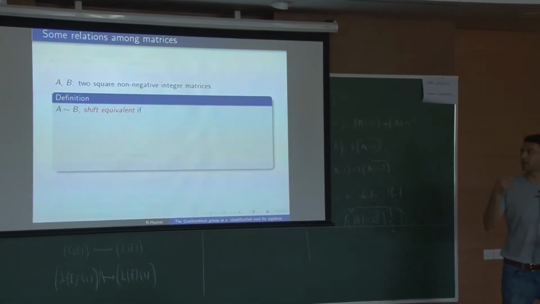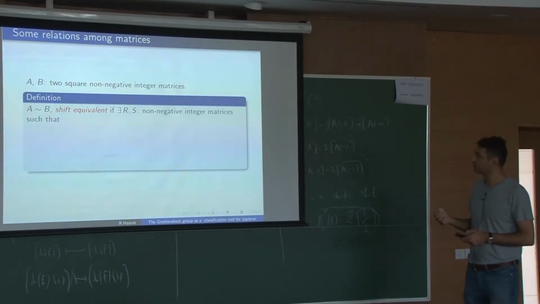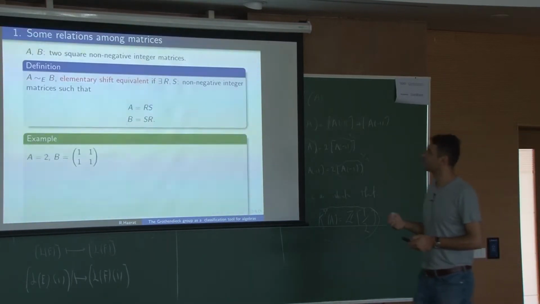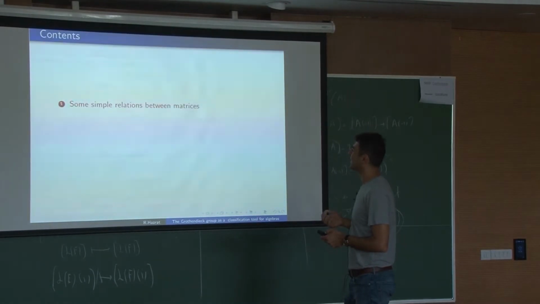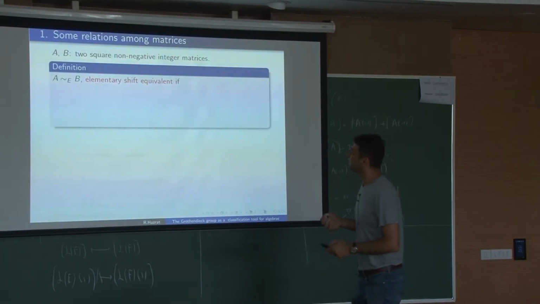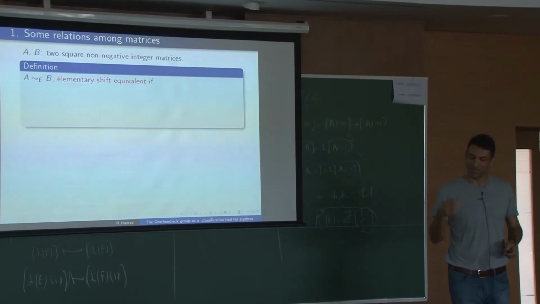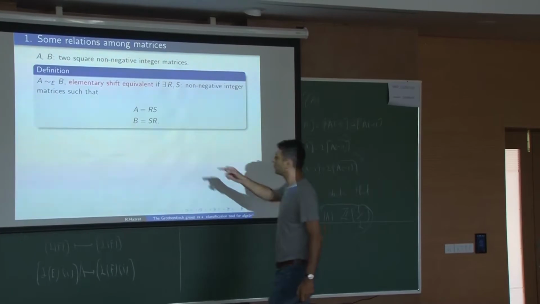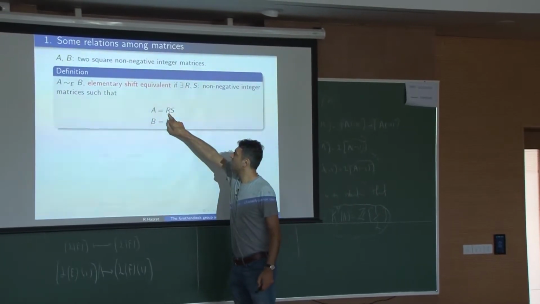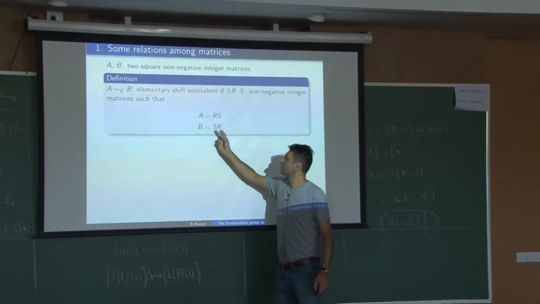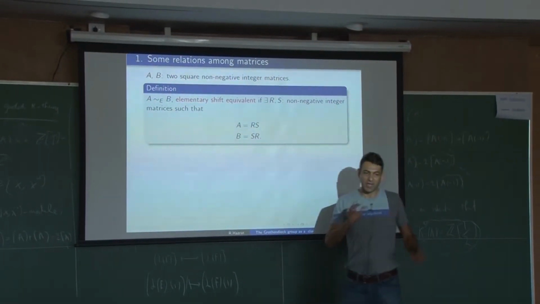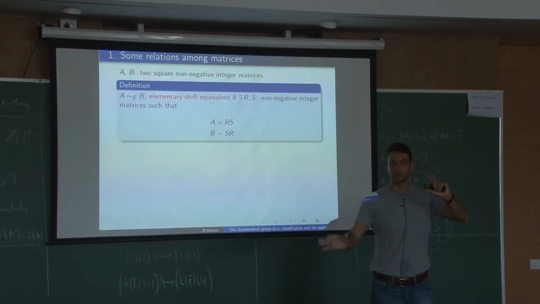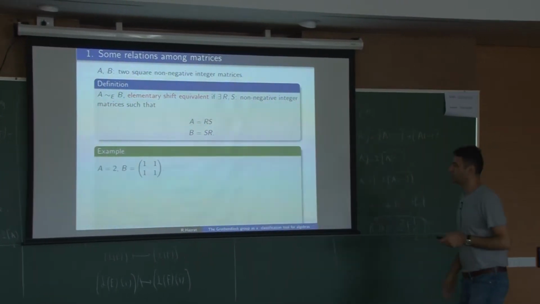Then I'm going to define some sort of a relation between them. All right, so I'm going to say that A and B are elementary shift equivalent if this happens. If you find two other matrices, R and S, such that R times S gives you A, and if you flip this, S times R gives you B. Look, A and B are square matrices, but R and S could be rectangles also.